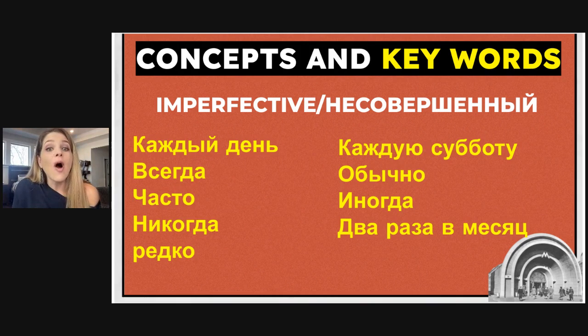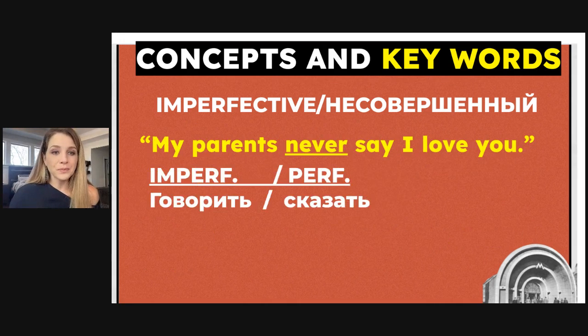Anything that talks about how often you do something. Два раза в месяц, for example. So those are some keywords. Again, those are all laid out in the worksheet that's over on collegerussian.com. It's very nicely organized in a pretty little table.